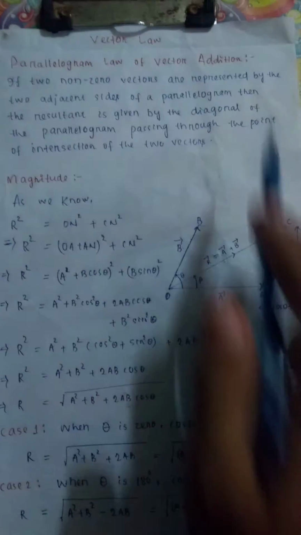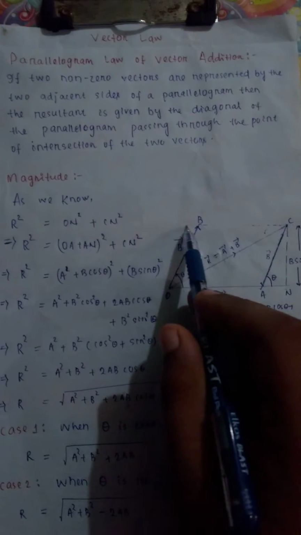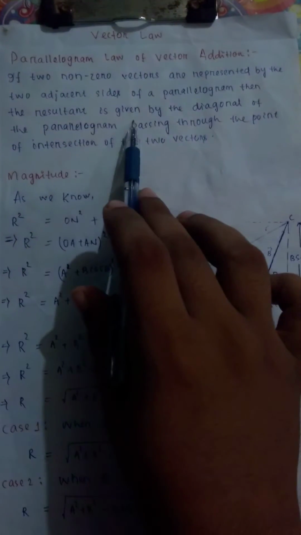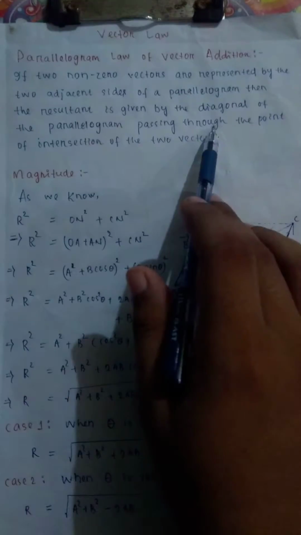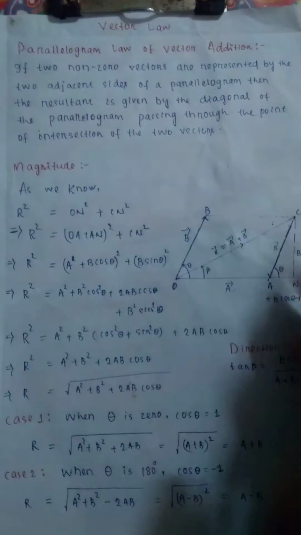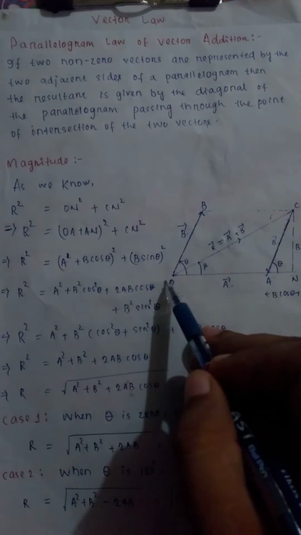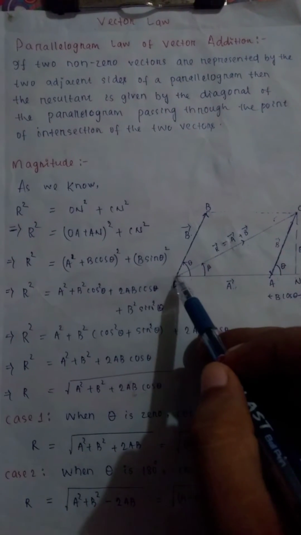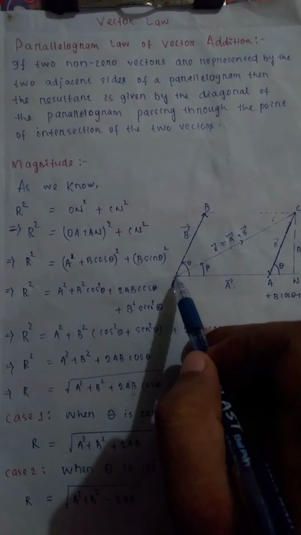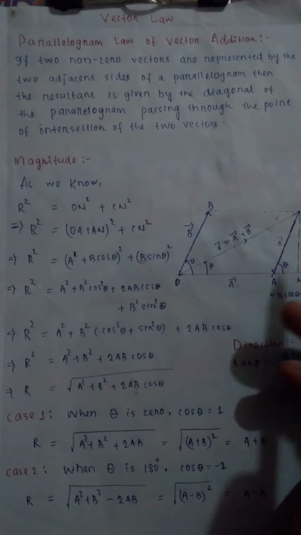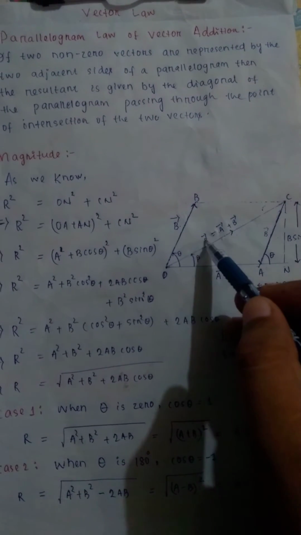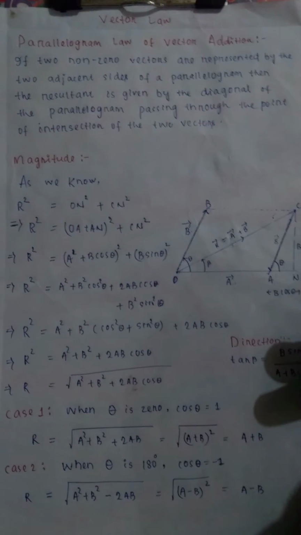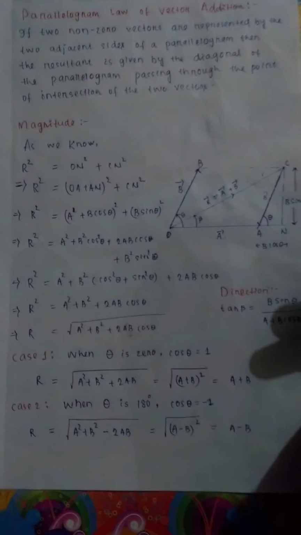of a parallelogram, that is OACB, then the resultant is given by the diagonal of the parallelogram passing through the point of intersection of the two vectors, that is OC, which passes through the point of intersection O of the two vectors A and B. So this represents the resultant, that is the vector addition of A and B. Let's find out the magnitude of this resultant.